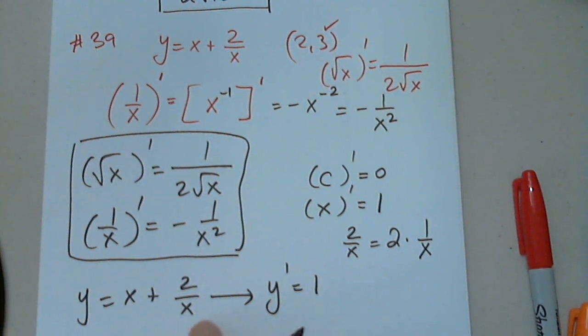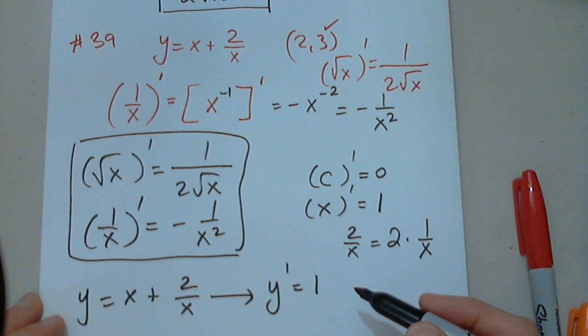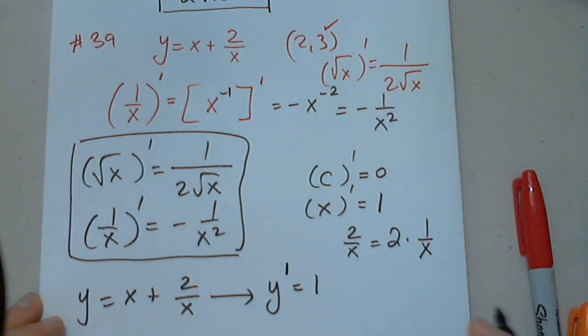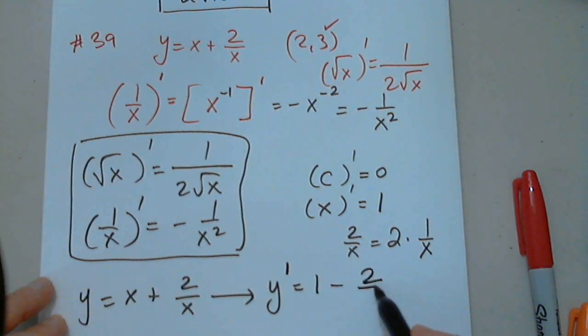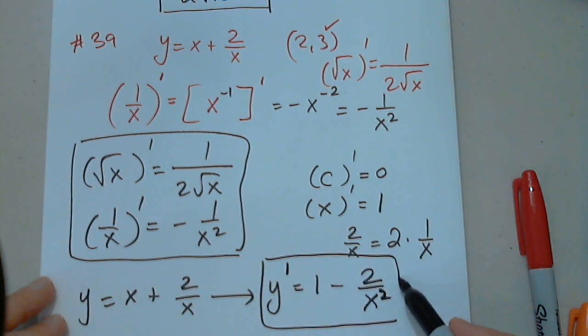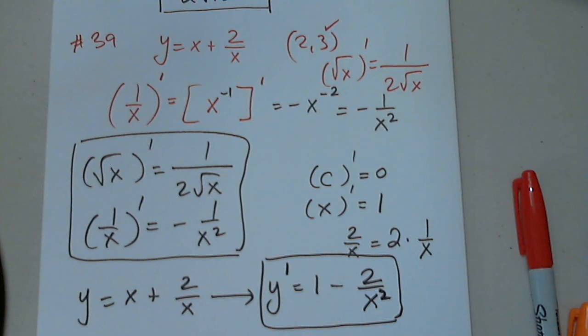So then what would you say? When I differentiate 2 over x, what would the answer be? Anyone? Is it negative 2 over x squared? Very good. That's it. So please remember these two, they're super important.